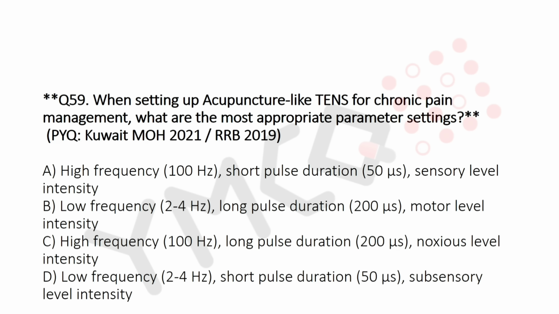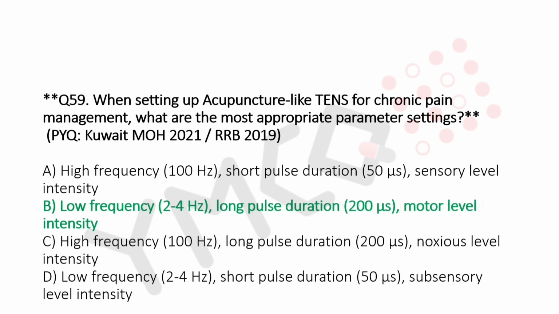Setting. Option A, high frequency, short pulse duration, sensory level intensity. Option B, low frequency, long pulse duration, motor level intensity. Option C, high frequency, long pulse duration, noxious level intensity. Option D, low frequency, short pulse duration, subsensory level intensity. And the answer is option B, low frequency, long pulse duration, motor level intensity.